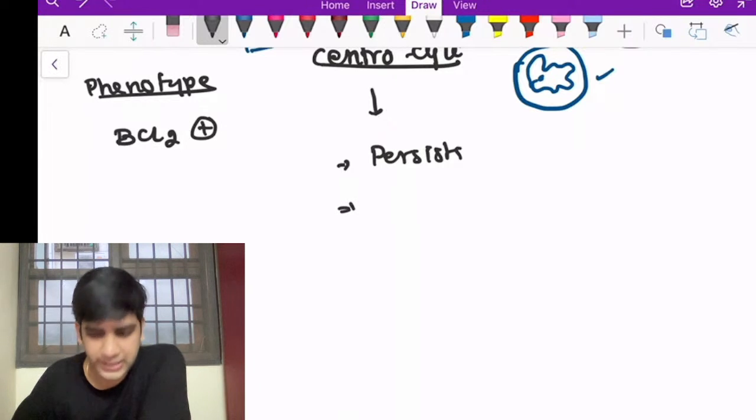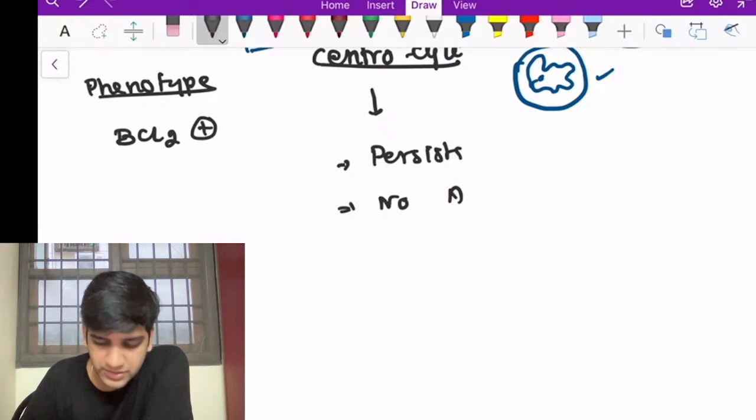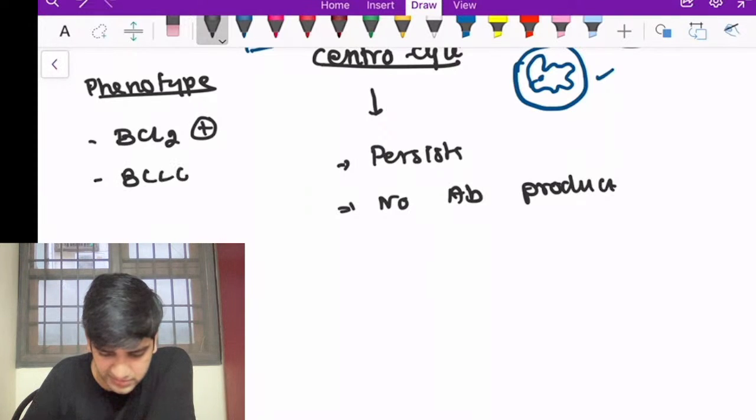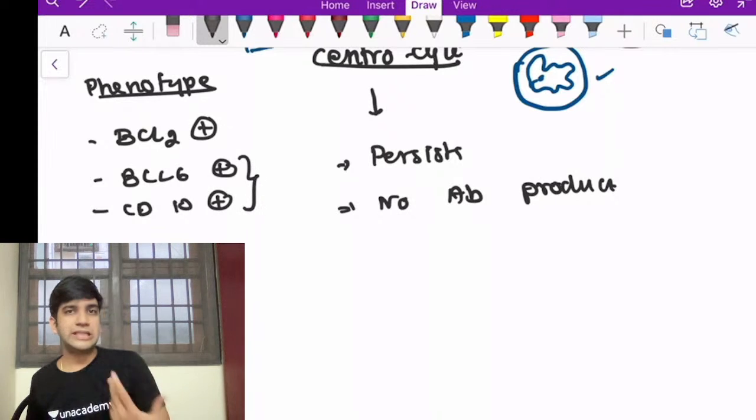They should not produce antibody, right? Only plasma cells should produce antibody. There should be no antibody production here, but they should persist. Again, I need to suppress my antibody production. For that, I need my BCL6, CD10. If you remember, these two are the markers. We used to call them germinal center markers.